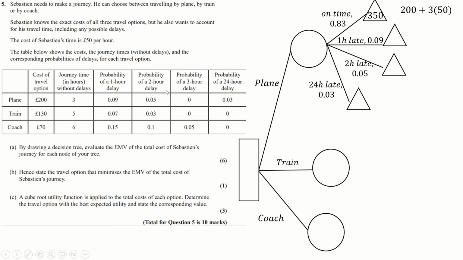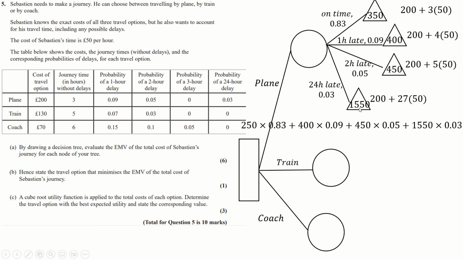So it's 4 times 50, which is a cost of 400, and so on for 2 hours late, and for 24 hours late, that will mean it will take 27 hours in total. So the cost will be this, which is this. Now to work out this circle, we just do this times this, plus this times this, plus this times this, plus that times that. And you calculate that equals that number there.